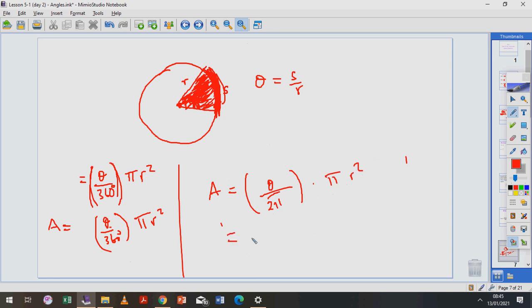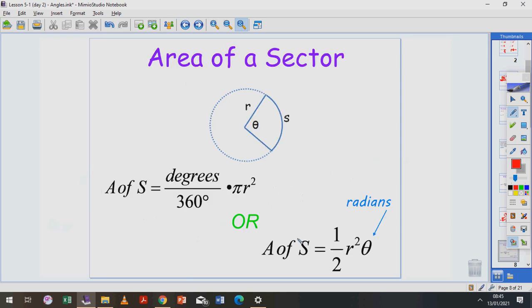So what does this equation turn out to be? Theta over 2 pi times pi r squared. The pi cancels, so it's r squared divided by 2 times theta. That's the formula for the area of a sector. It's simply a half r squared times theta if the angle is in radians, or it is this if the angle is in degrees.